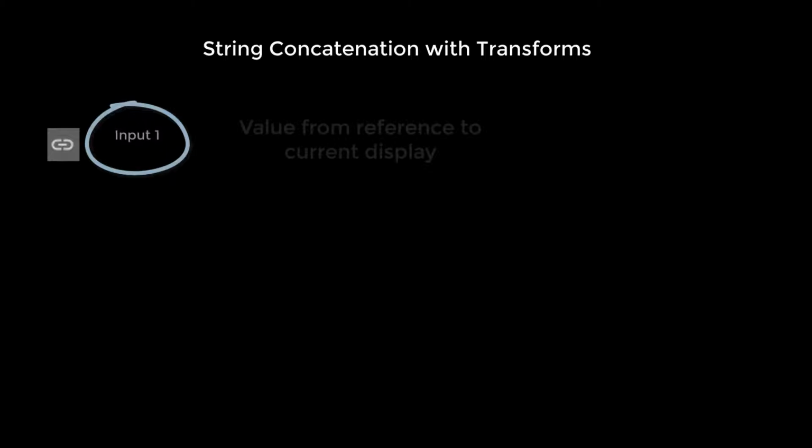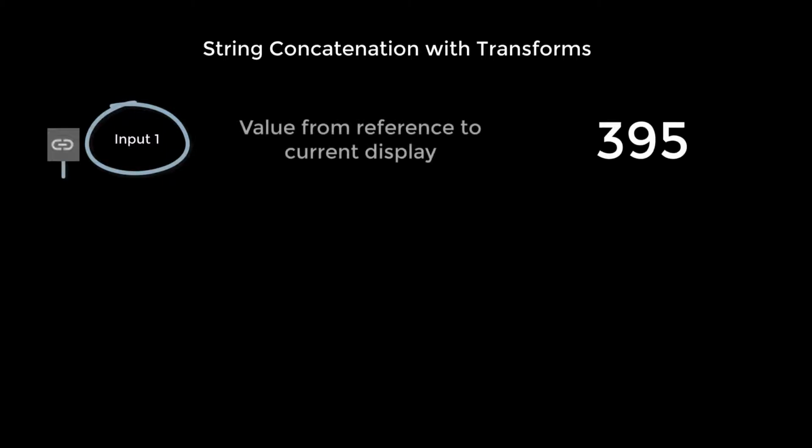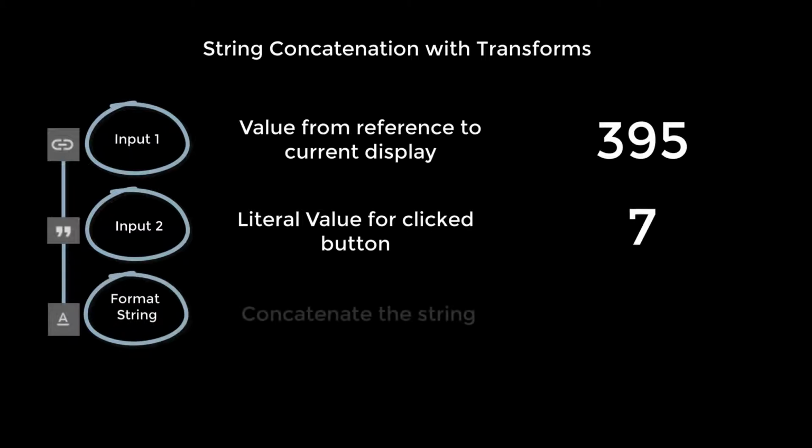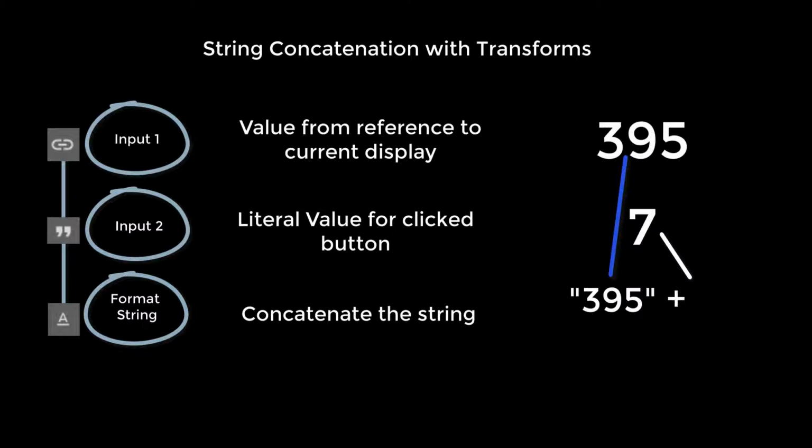In the illustration, the first transform is a reference transform where we are referencing an existing state. The second is a literal transform where the literal is a constant value. The third one is a string format transform that can be used to concatenate a string.